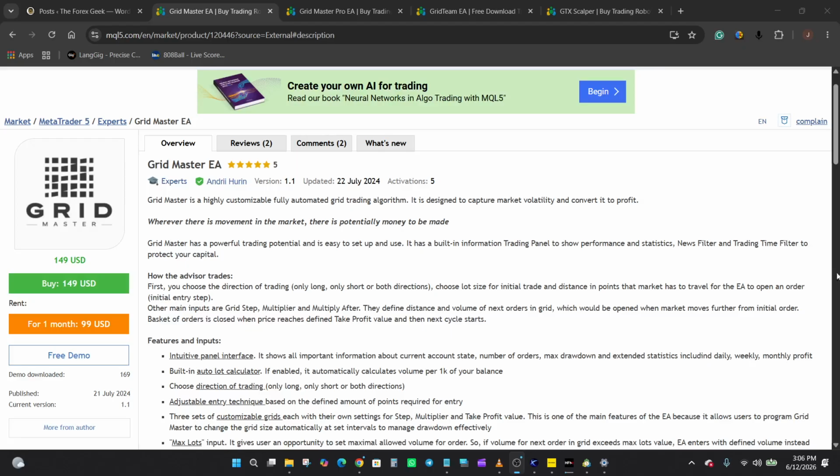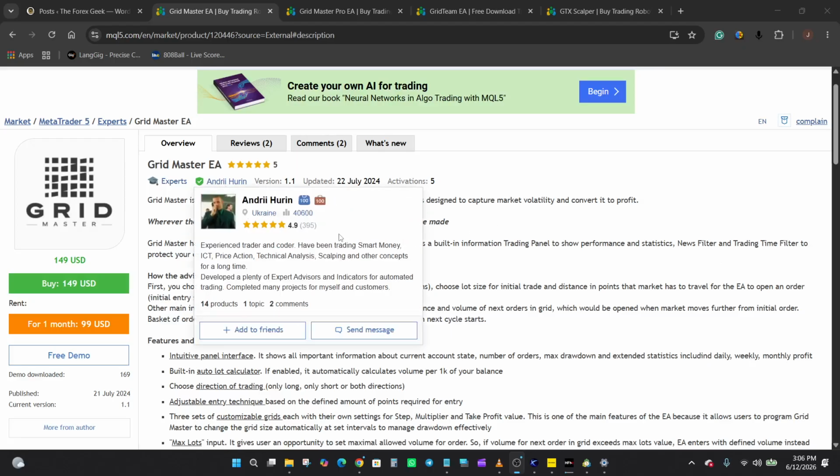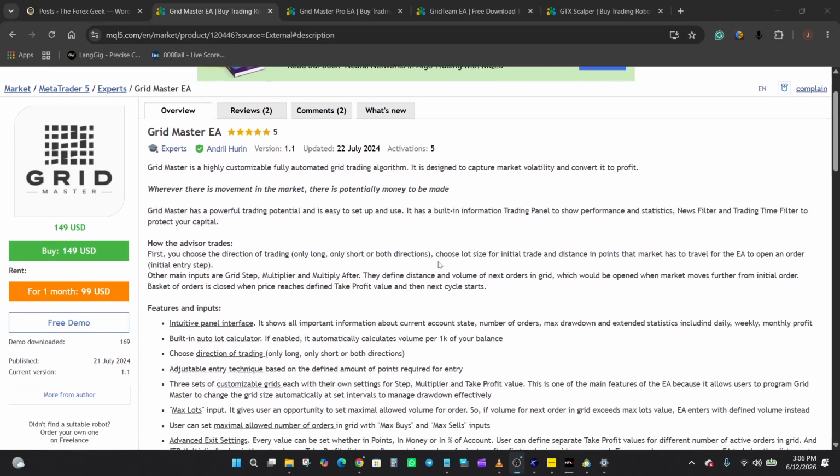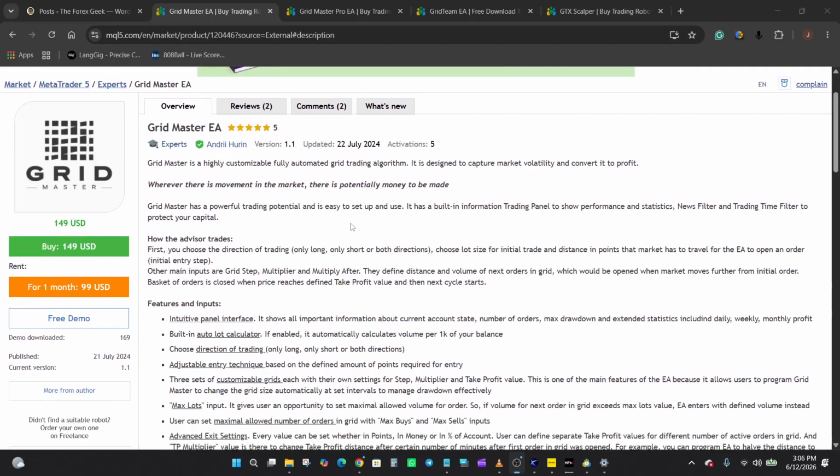According to the marketplace description, Gridmaster is a fully automated and highly customizable grid trading algorithm designed to capture market volatility. The developer states that the goal is to convert market movements into trading opportunities while providing a wide range of customization and risk control options.